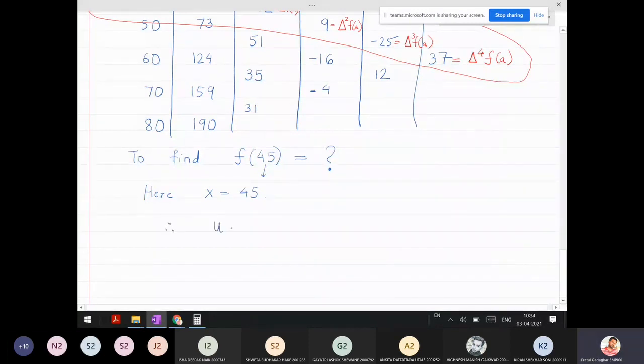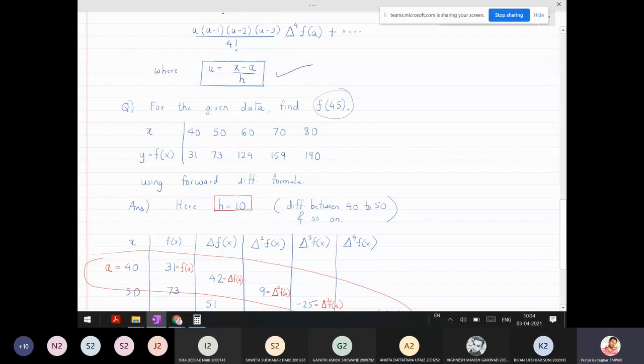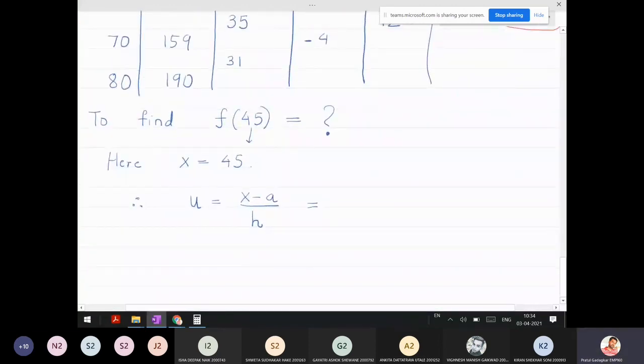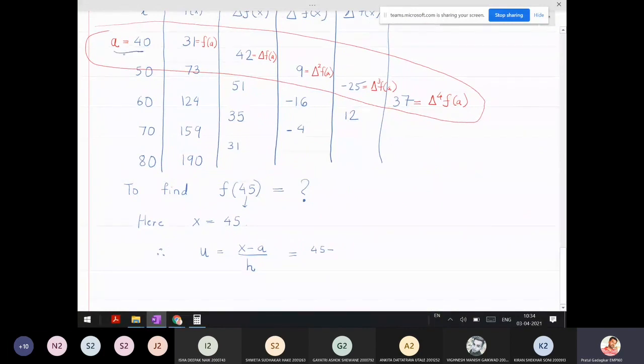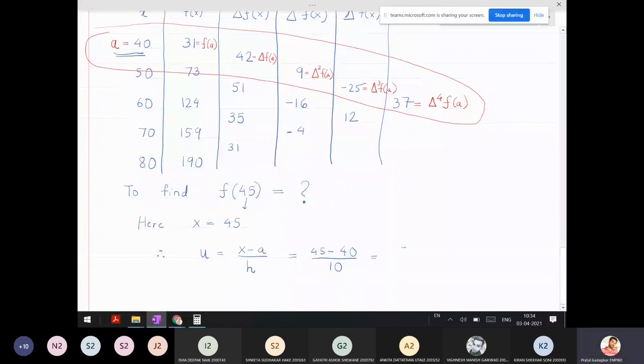Therefore, what is the formula for u that I told you about? U was x minus a upon h. I had told you in the above formula of Newton Gregory when I was writing that, u was x minus a upon h. So what is u in our problem? How much is x? X is 45 minus. What is a equal to in this problem? In this problem, a is equal to 40 upon. What is h equal to? H is 10. Correct. That also we have written above, that h is 10. So this comes to be 5 upon 10, which in the calculator, if I do, will be 0.5. So u is equal to 0.5.